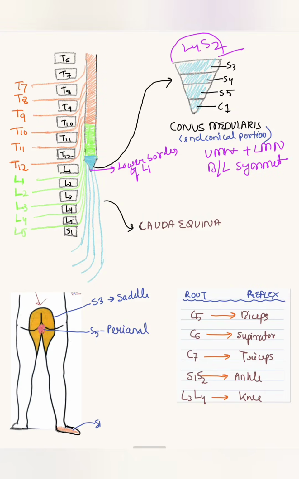Now you see this portion. If something is hitting below L1, it will hit the cauda equina. This is the nerve fiber bundle, so it will affect only the nerve fibers. That's why only LMN features will be there. Sometimes S3 will be involved, but S5 won't get involved. These fibers will be involved, those fibers won't. That's why this will be asymmetrical and patchy.